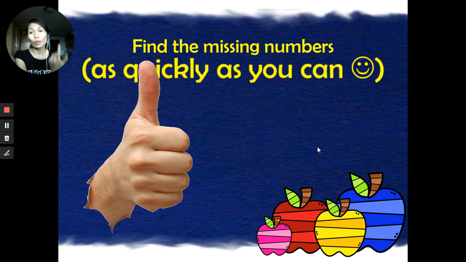Just this is the trick. If you're looking for a greater number, you plus, you add. But if you're expecting a smaller number, then you subtract. Okay? And in subtraction, minuend should be the greatest number. So if you're looking for the minuend, you add. But if you're looking for the subtrahend or the difference, you minus.